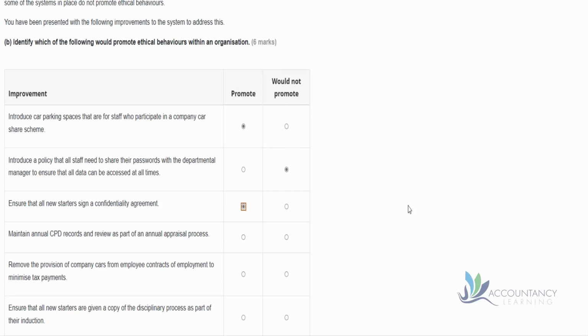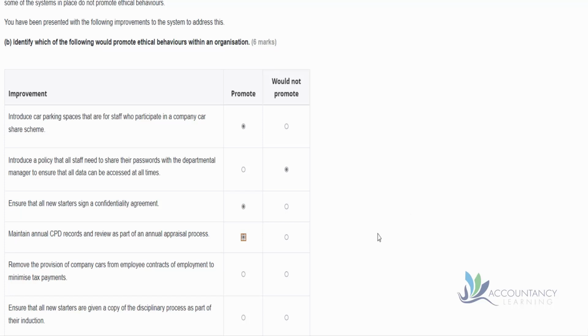Next, then, we want to maintain annual CPD records and review as part of an annual appraisal process. Well, remember, one of our fundamental ethical principles is that of professional competence and due care. So you're doing some assessments now to demonstrate your competence, but the world changes. There are new ideas and new concepts all the time, and therefore we need to keep up to date with our technical knowledge, don't we? So having CPD, having continuous professional development, would help us to meet that professional competence ethical principle. So that would promote it.